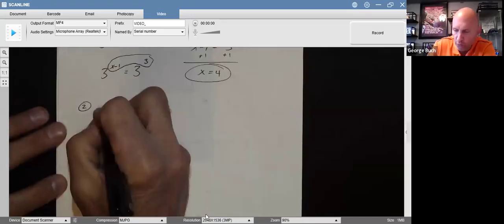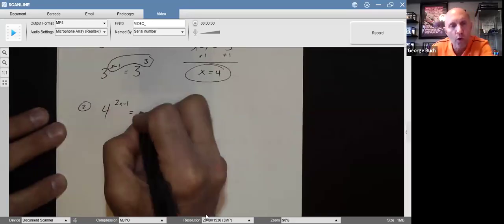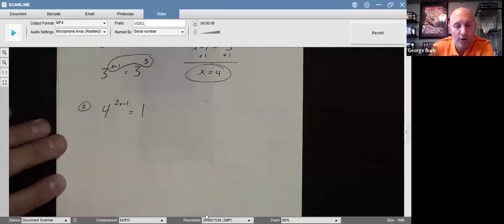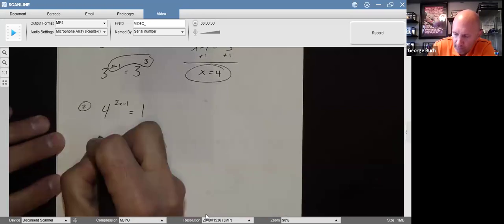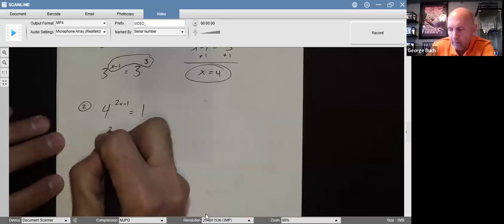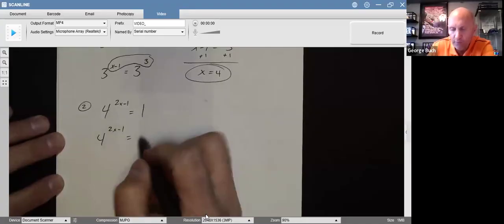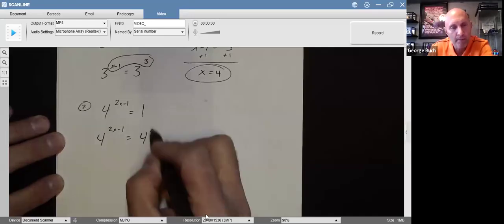What if I have 4 to the 2x minus 1 is equal to 1? Again, you could use your logs and properties of logs, like natural log of 1 is equal to what? That's a lot of work that we don't really need to do, because I can rewrite 1 as what? 4 to the 0 power. Anything to the 0 power is 1.